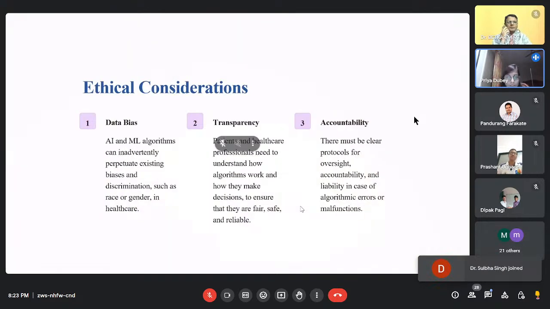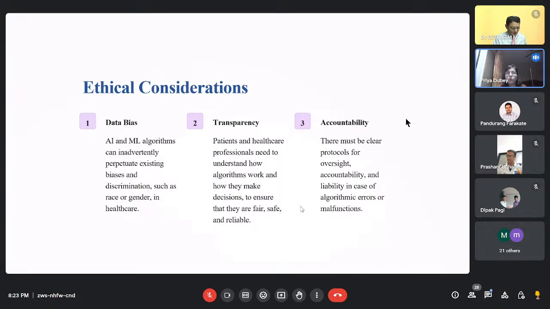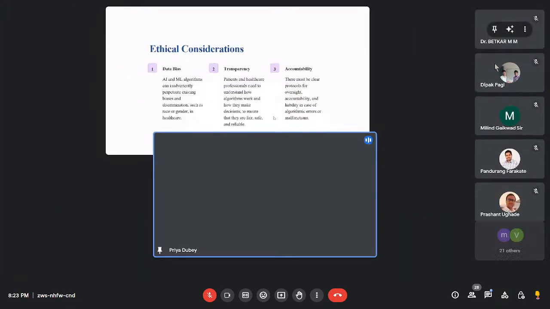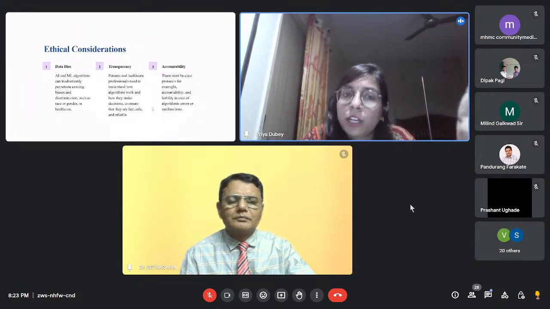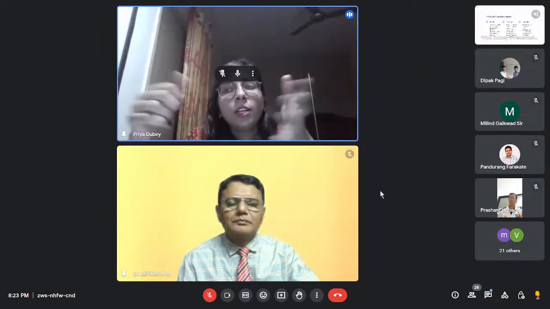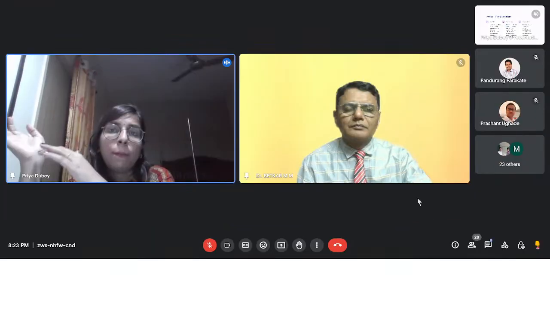So there are ethical considerations as well. First is data bias. AI ML algorithms can inadvertently perpetuate existing biases and discrimination, such as race or gender, in healthcare. Like talking about the data that is in raw format, it may consist of columns like male and female. These columns can contribute to some extent when disease detection comes into the picture, because a patient, if he is male, is likely to have a much higher value of blood pressure, suppose, and a woman may have a lower value of blood pressure or blood sugar. So gender sometimes contributes towards a particular result.